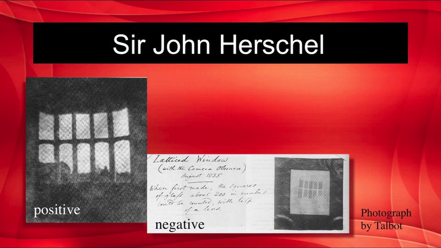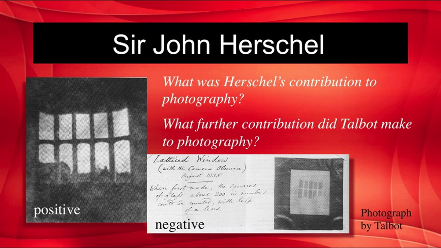Now, during that same month, Talbot solved the problem of the reversed image by contact printing his reversed image to another sheet of sensitized paper in sunlight. Herschel named the image a negative, so this is where we get our negative and positive, as you can see from our drawings here. So, you need to tell me what was Herschel's contribution to photography, and what further contributions did Talbot make to photography.